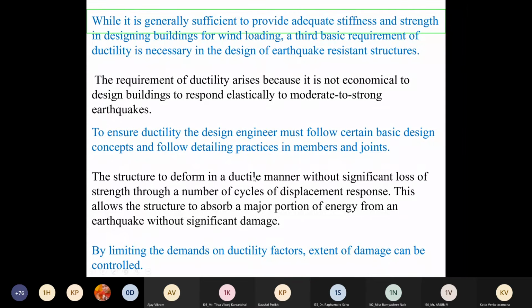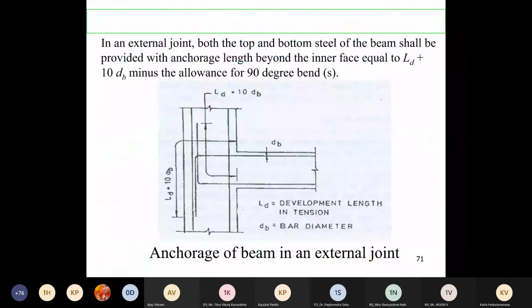We want the structure to deform in a ductile manner without significant loss of strength through a number of cycles of displacement response. This allows the structure to absorb a major portion of energy from an earthquake without significant damage. So by limiting the demands on ductility factors, we can control the extent of damage. Some of these photographs we have taken from the ductility code, the design and detailing code IS 13920.